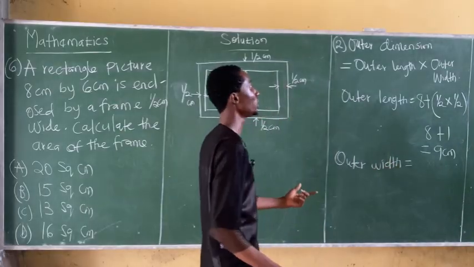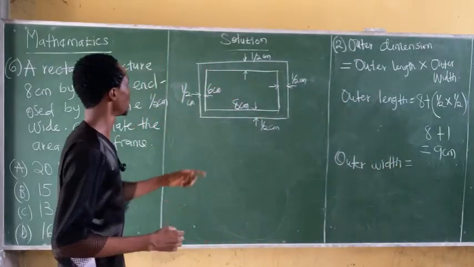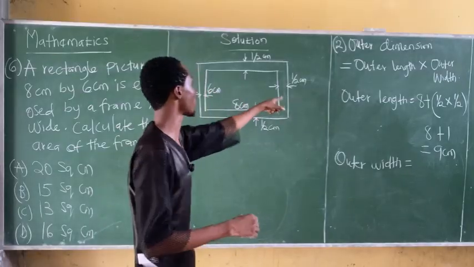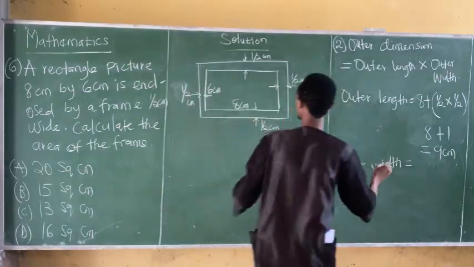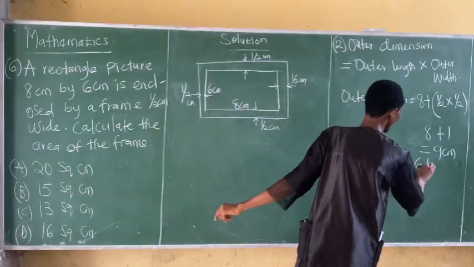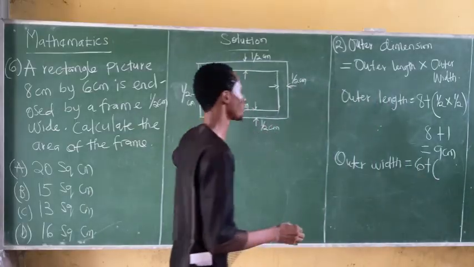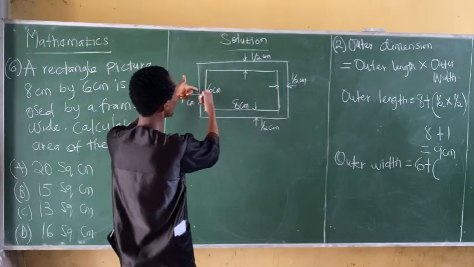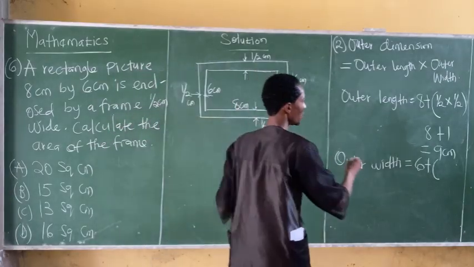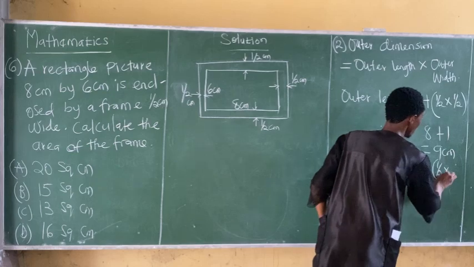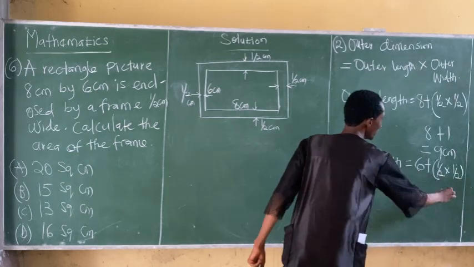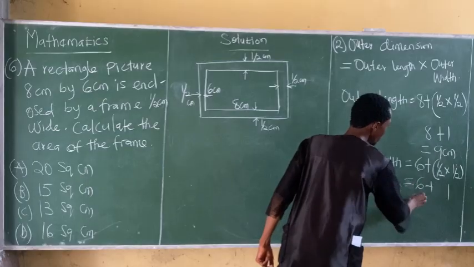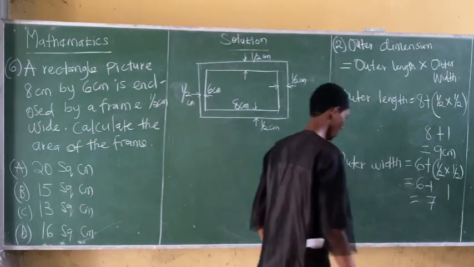For the outer width, it is given by the width plus the two sides of the frame. So we have the width, which is 6 plus, you open the bracket, you multiply the two widths of the frame, which is 1/2 here and 1/2 here. So we have 1/2 times 1/2. This will also give us 1 plus 6. 1 plus 6 here will give us 7.